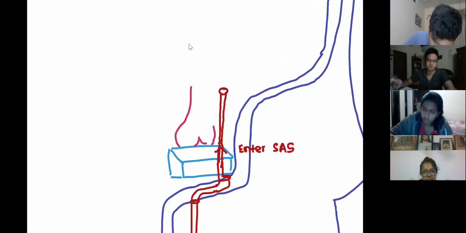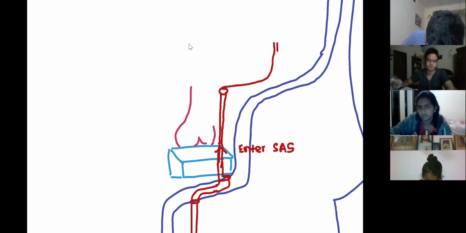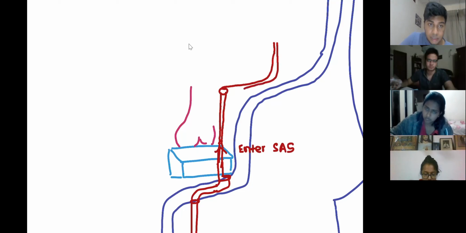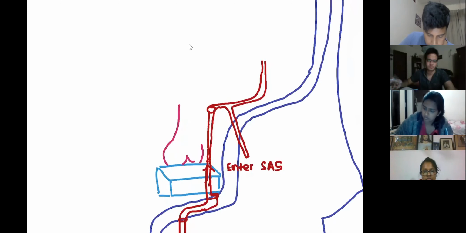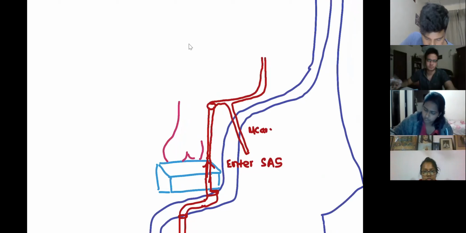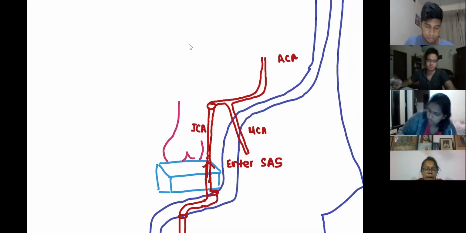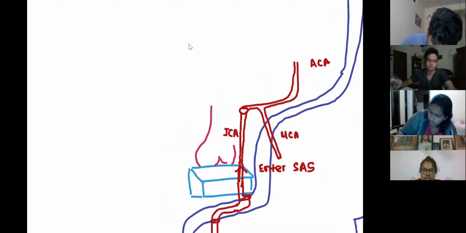Now, from there, it divides into two branches. The anterior cerebral artery and a branch which goes laterally, which is called the middle cerebral artery. So this is the internal carotid artery, which divides into two branches like this. Okay, I hope you guys understand. From the other side also, we have the same structure.